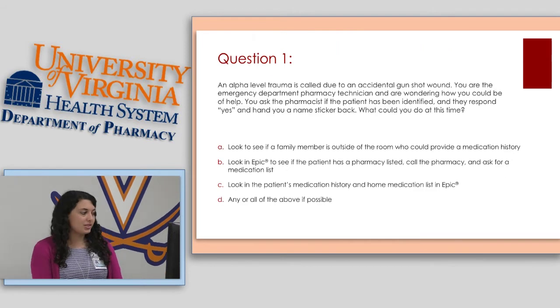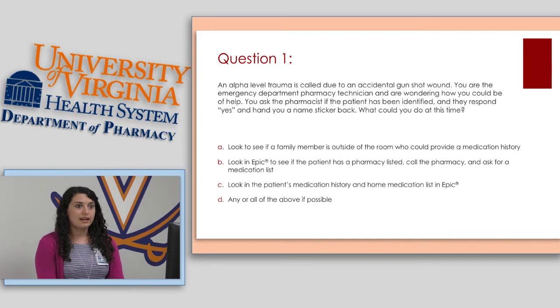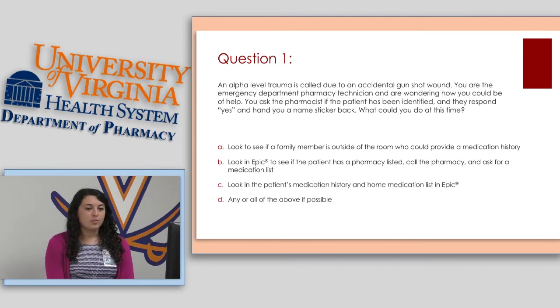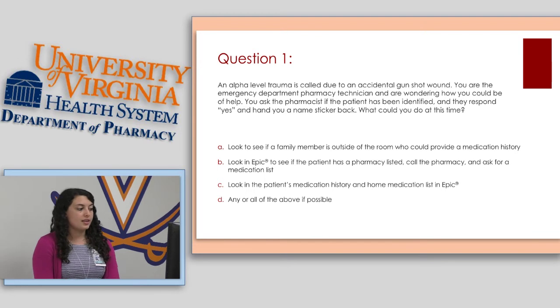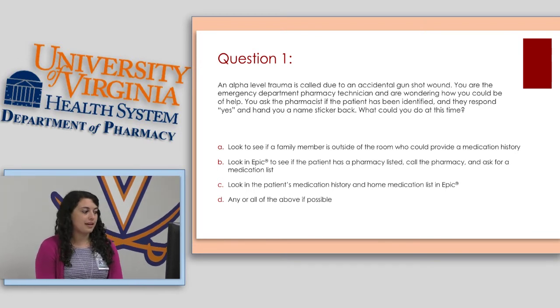So here we'll have a question. Question 1: an alpha level trauma alert is called due to an accidental gunshot wound. You're the emergency department pharmacy technician, and you're wondering how you could be of help. You ask the pharmacist if the patient has been identified, and they respond yes and hand you a name sticker. So what is something that you could do at this time?